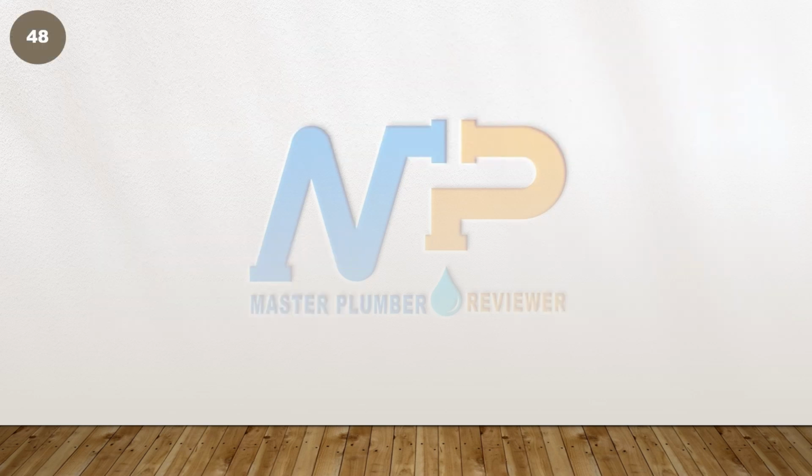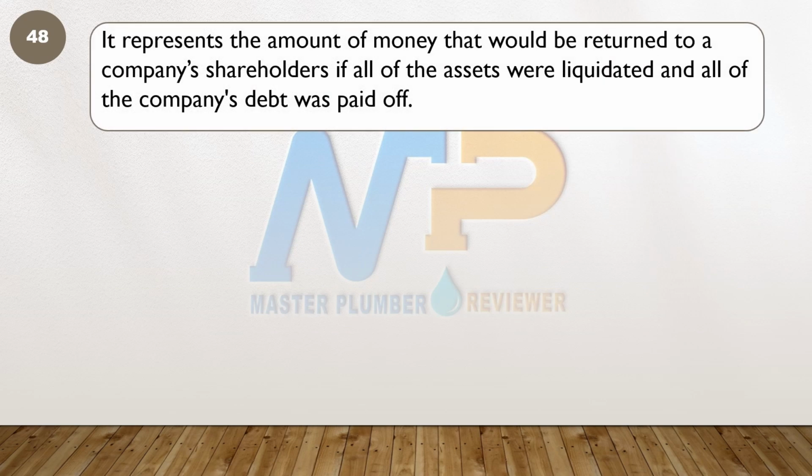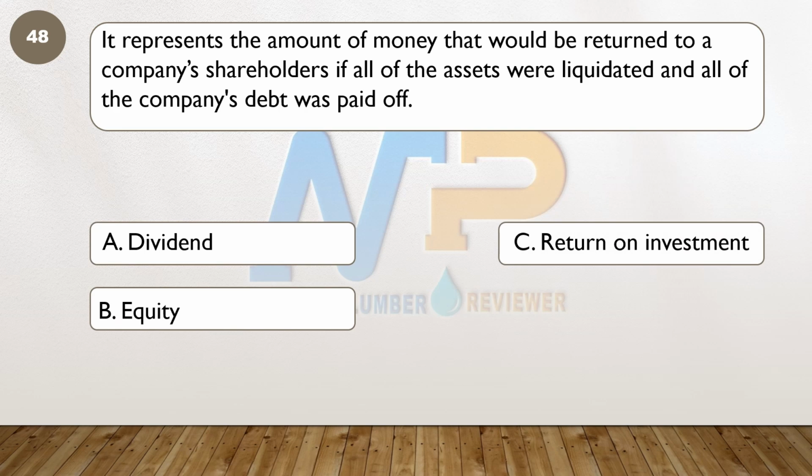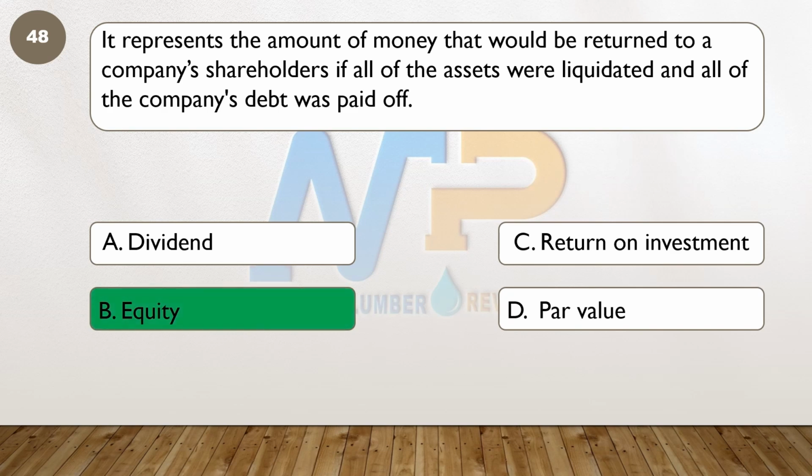Number 48. It represents the amount of money that would be returned to a company's shareholders if all of the assets were liquidated and all of the company's debt was paid off. A. Dividend. B. Equity. C. Return on investment. D. PAR value. The answer. It's B. Equity.